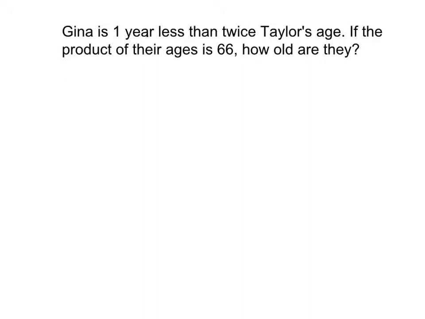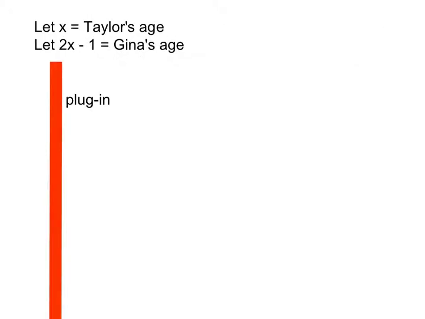So here we have a word problem, but we're going to use the quadratic formula to solve it. Our problem is, Gina is 1 year less than twice Taylor's age. If the product of their ages is 66, then how old are they? So we're going to get our variables. Let x equal Taylor's age, and let 2x minus 1 equal Gina's age.